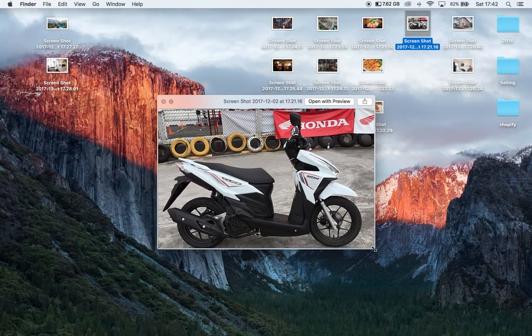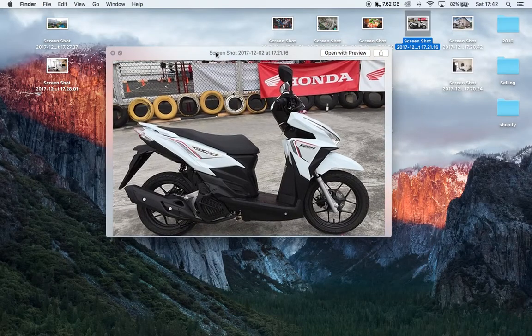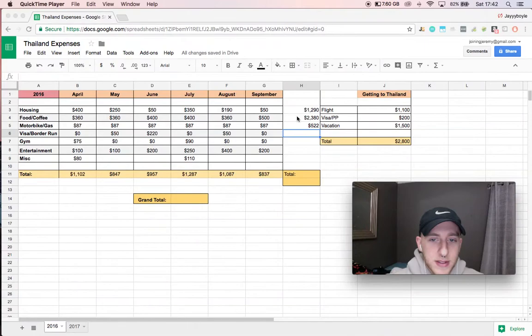It's just a basic Honda Click 125cc. Most people ride these around. Super simple. It was a 2015 model. Not bad for a scooter. So that was that expense.